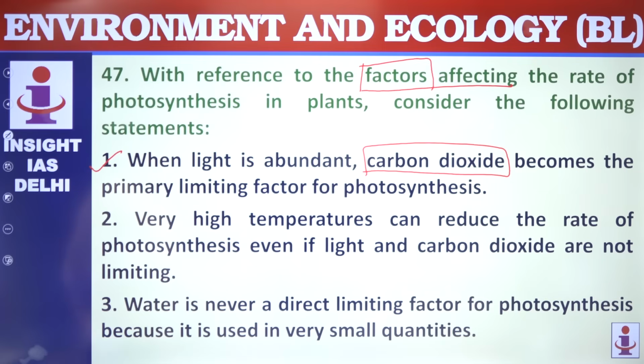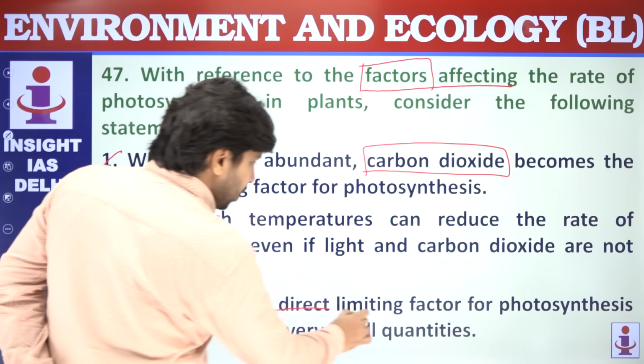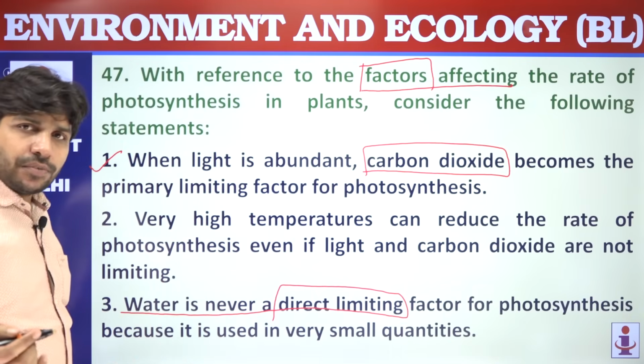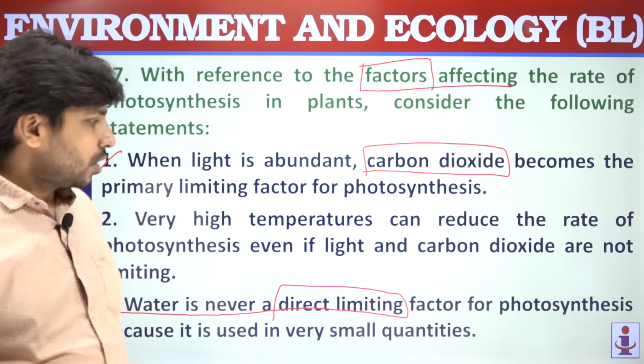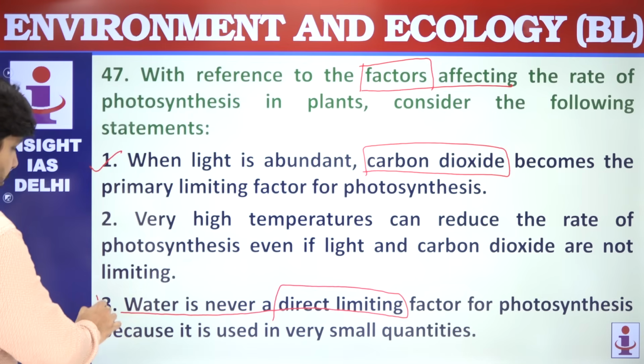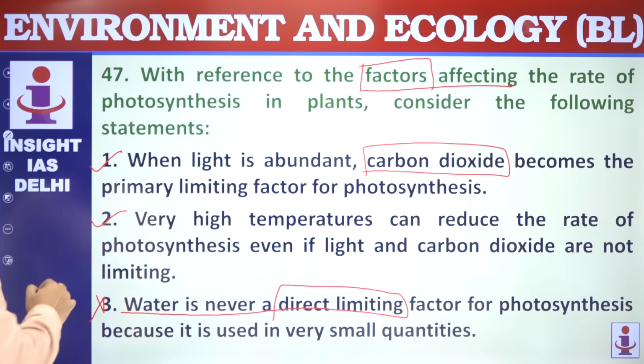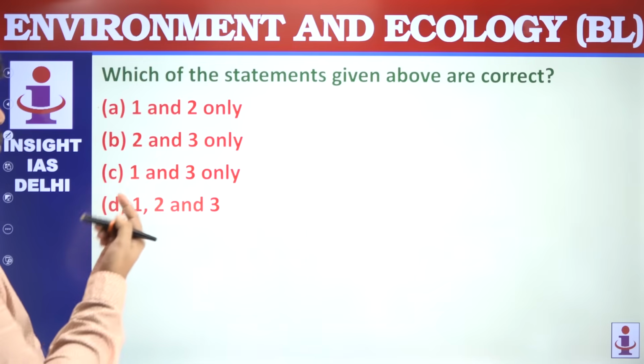Very high temperatures can reduce the rate of photosynthesis even if light and carbon dioxide are not limiting. Water is never a direct limiting factor for photosynthesis because it is used in very small quantities. Water is a limiting factor for photosynthesis because without water, how can you say that photosynthesis will happen? Statement 3 is not correct. 2 is correct. So 1 and 2 are correct.